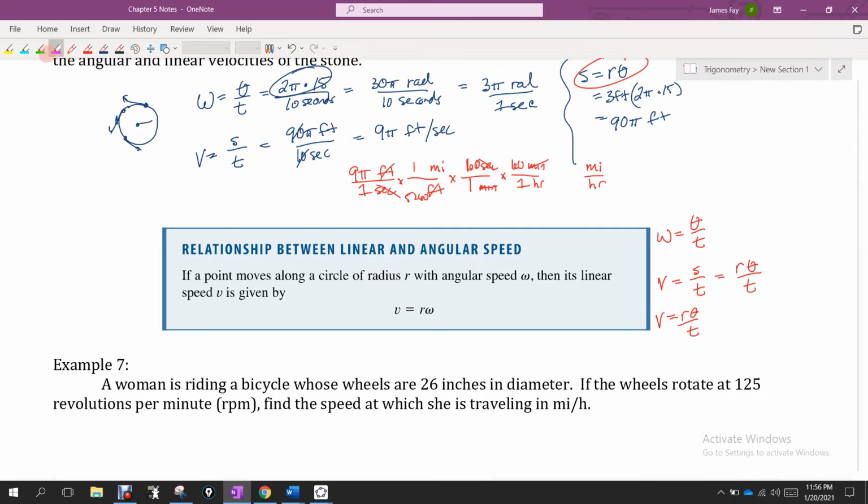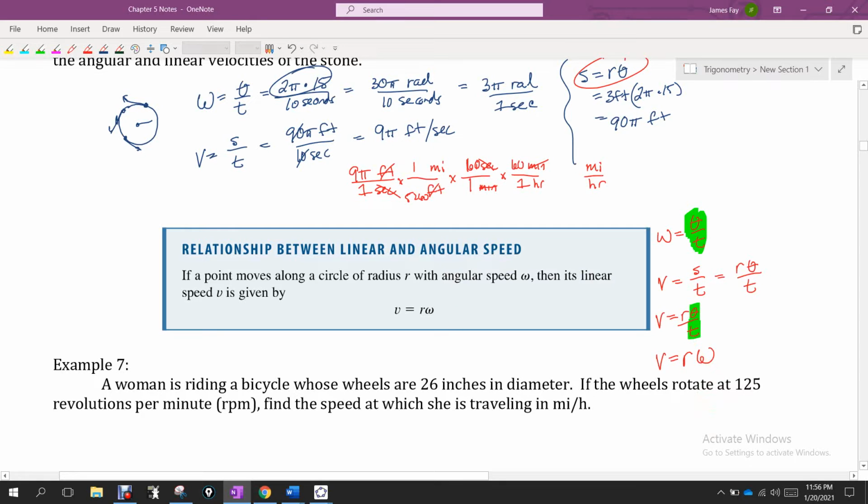So I can say v is equal to r theta over t. But look at this here. Theta over t is exactly the same as omega. So what we can do is say that linear speed is actually r times omega. Okay.